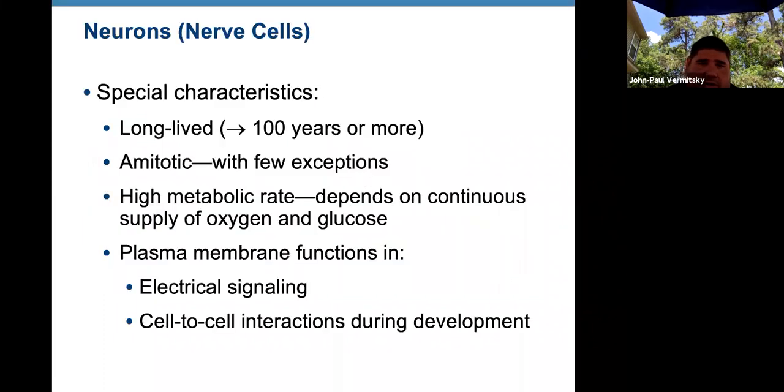Looking at the neurons or nerve cells, some special characteristics of these cells: they are very long-lived, upwards of 100 years or more. They are amitotic with a few exceptions. They have a very high metabolic rate, which depends on the continuous supply of oxygen and glucose. And some functions of their plasma membrane, as something that we saw with the skeletal muscle membrane, is that it allows for functioning in electrical signaling and cell-to-cell interactions during development.